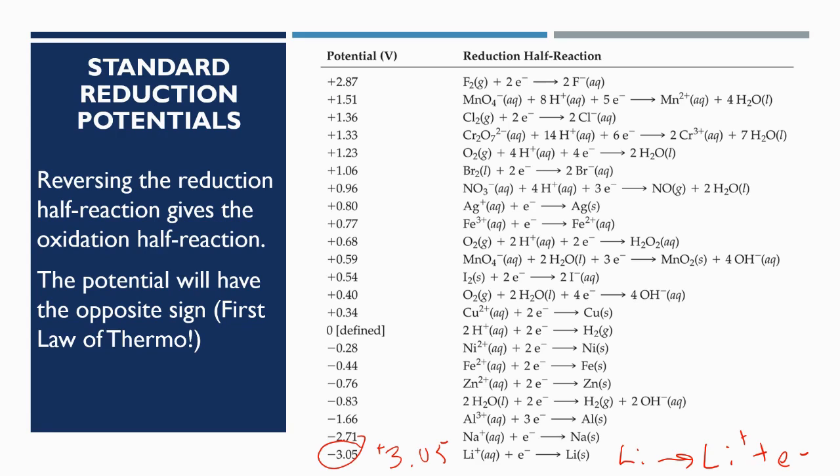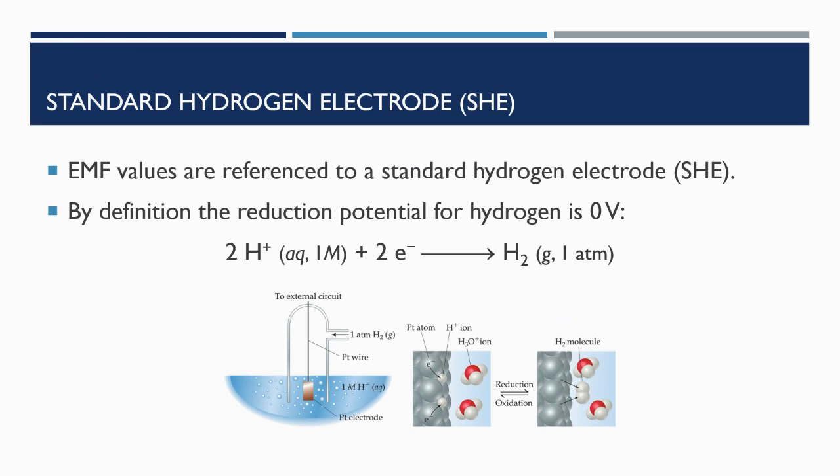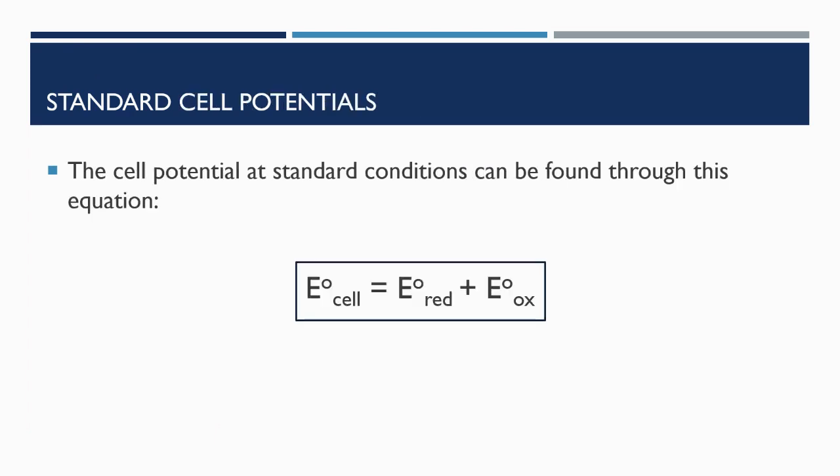So notice that if we had fluorine, the element, reacting with lithium, the element, that would be an extremely spontaneous reaction because fluorine loves to gain electrons and lithium loves to give electrons. And so this reaction would be a very spontaneous reaction. And we'll learn a little bit more about that in a second. So I already talked about the standard hydrogen electrode, so I'm going to skip this.